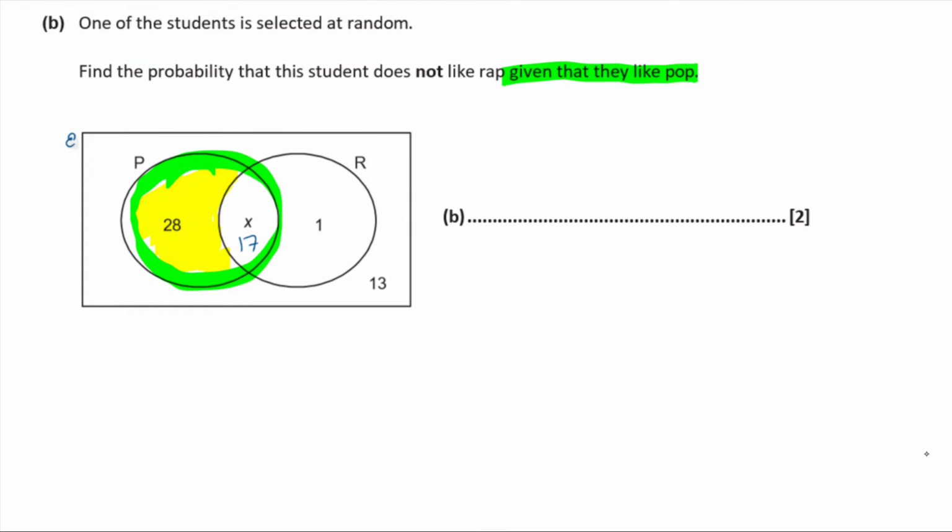Okay, so the probability that they don't like rap given that they like pop is going to be the 28 that don't like rap in that area divided by the 28 plus 17 that they are in total. So that's 28 over 28 plus 17, that's 45, isn't it? So that's going to give me a probability of 28 over 45.